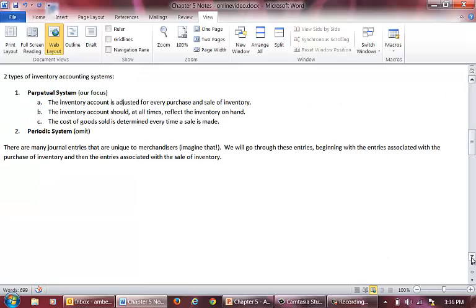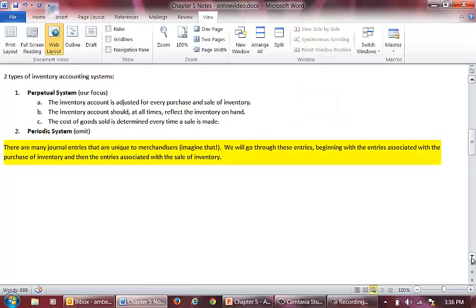There are two types of inventory accounting methods: perpetual and periodic. We will only learn the perpetual method. Under the perpetual method, the inventory account is adjusted every time a company buys and sells inventory. Therefore, the inventory account should always reflect the current amount of inventory on hand. Also, the cost of goods sold is determined every time a sale is made.